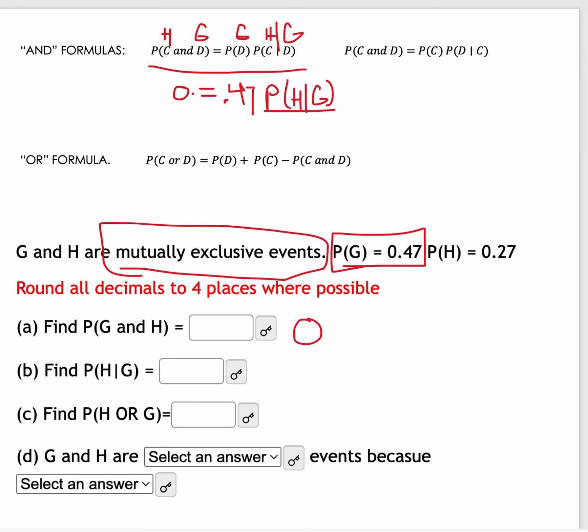So in algebra, if I said you have an equation 0 is equal to 0.47x, this is our unknown. To solve it, we would have to divide both sides by 0.47. So that's what I'm going to do. I'm going to take 0.47 and divide it on both sides. So now I have 0.47 over 0.47. Those disappear, or you can rewrite it as 1 if you want, but you don't need to write the 1 in there. So what you're left with is the probability of H given G is equal to 0 divided by 0.47. And when we do that, we know that that answer is 0. So the probability of H given G is also 0.